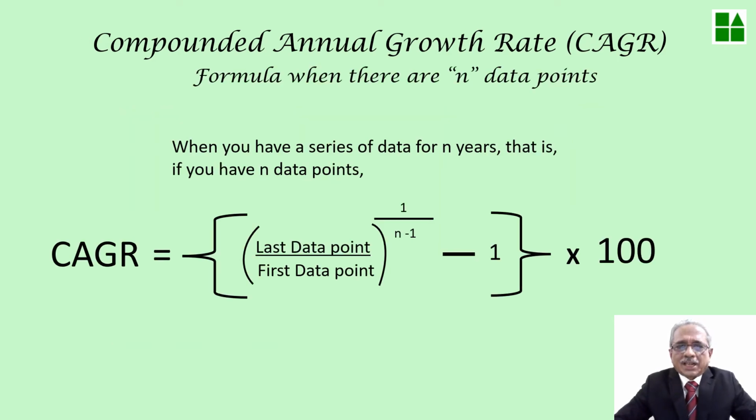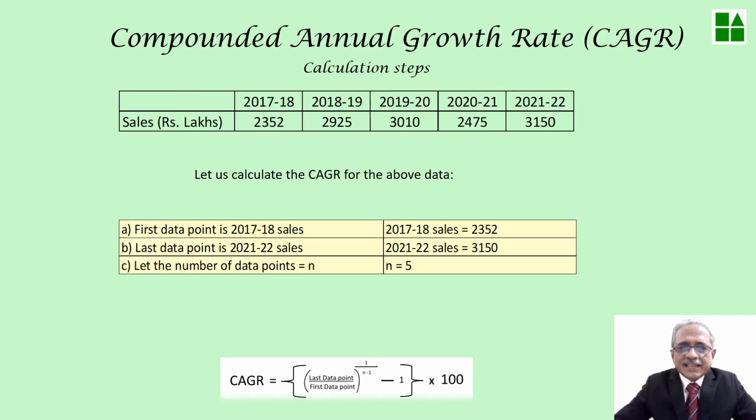So there is a formula. If you have n data points, in our example we have 5 data points, then you use this formula. CAGR equals last data point divided by the first data point, that bracket raised to the power of 1 divided by n minus 1. Minus 1 from this and multiply that by 100. Slightly complicated, isn't it? So let's see the example.